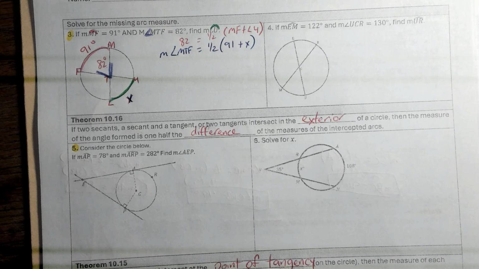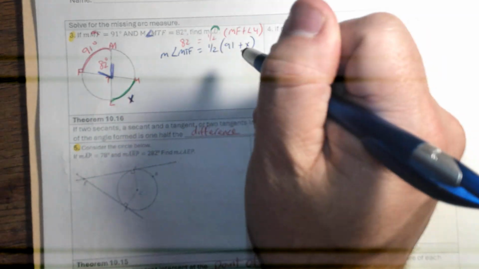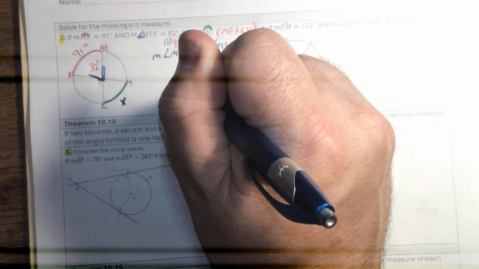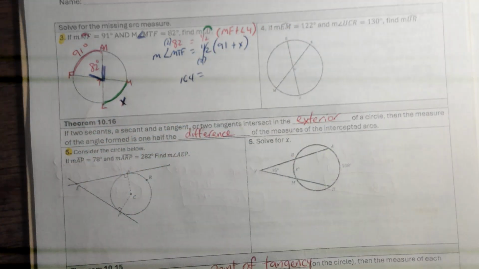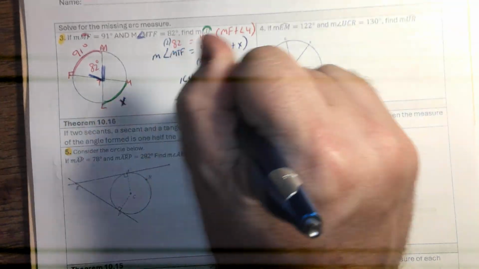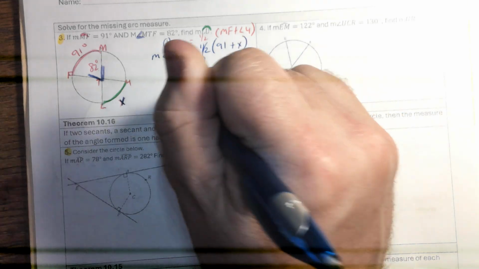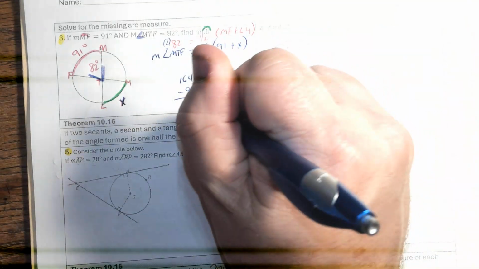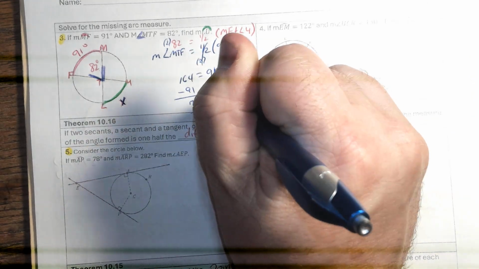Okay. So now let's do some math. Go back to this. So at the 82 over there, I'm going to get rid of the fraction. So I'm going to multiply both sides by 2. This is going to cancel this out. And 82 times 2 is 164. So that leaves 91 plus X over here. So I'm going to get rid of 91. Subtract it from both sides. It cancels here, just leaving X. And then 164 minus 91 is 73. So X equals 73.